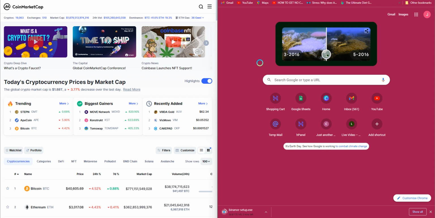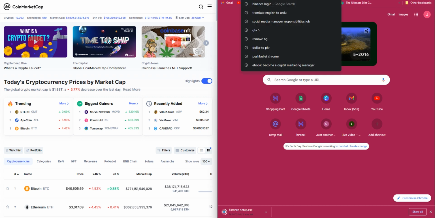Today we will learn how to download the Binance crypto wallet on desktop or PC for cryptocurrency. We can also deposit and withdraw cryptocurrency from this wallet very easily. First, we download the Binance desktop app.